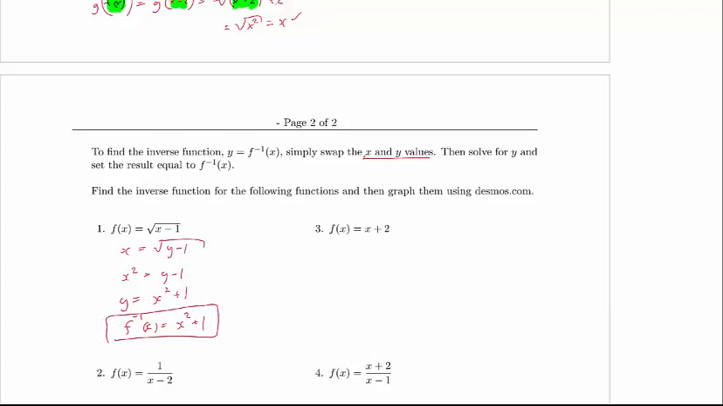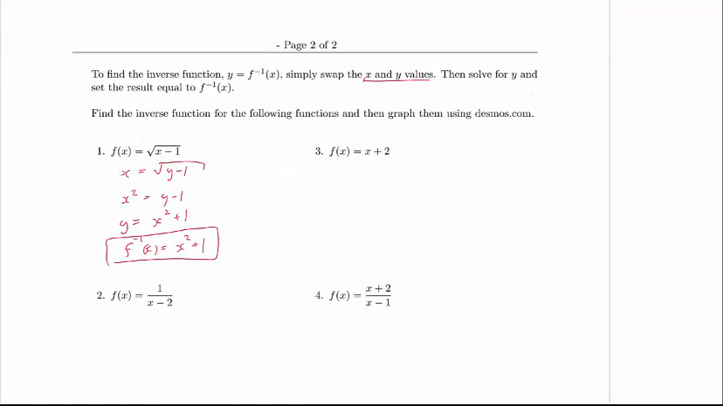Just like that. I'm going to leave the graphing of these two functions in Desmos for you as an exercise, but I do encourage you to pause the video, go to Desmos, and graph both of these functions and verify that they are in fact symmetric about the line y equals x.